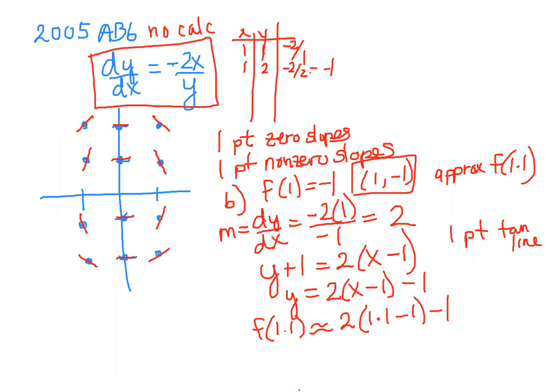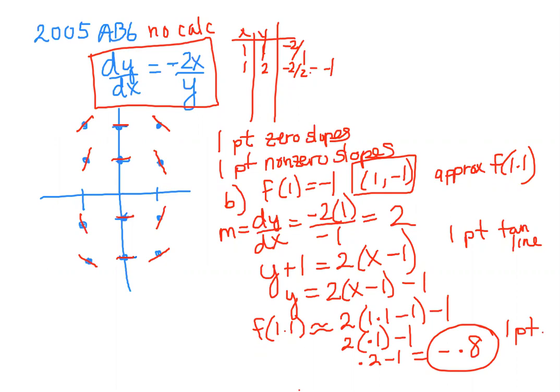Okay, now if you notice up here, this was a no calculator problem. So they expect you to be able to do these things right here without a calculator. 1.1 minus 1 is 0.1. This is 0.2 minus 1 equals negative 0.8. That's your approximation right there. You get 1 point for finding that approximation for part B.